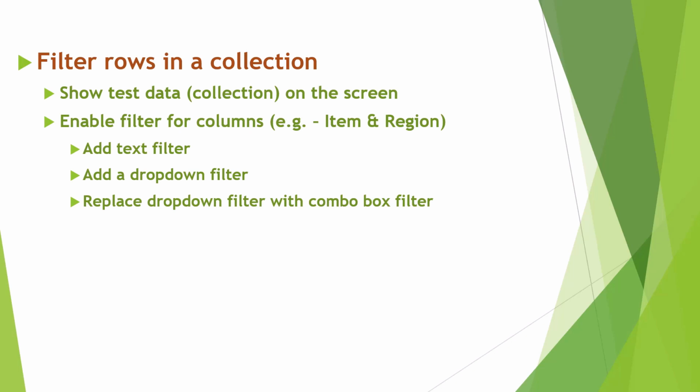First of all, what we are going to do today is show you how you can create a collection, which I also showed you in my previous video. So do watch my previous video as well. Then we will see how you can enable filters for different columns, for example item or region, or multiple columns. You can add a text filter, then we will add a drop down filter, and then we will see how you can also use a combo box to filter the rows of a data table in Power Apps. So let's see this in action.